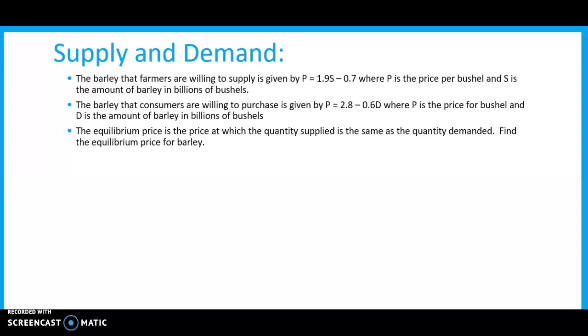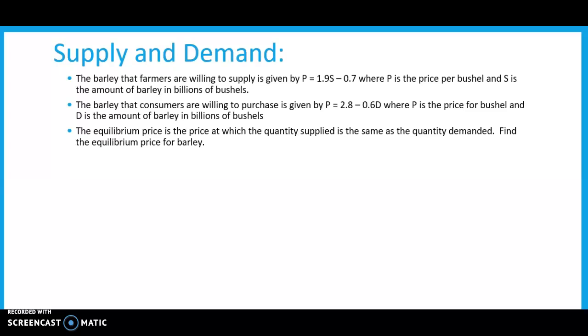We are looking at a supply and demand example, and we are looking at this example to look at the algebra. The example is that of barley farming, which is one of the easier examples from an economics course. In our first bullet point, we are told that the barley that the farmers are willing to supply is given by the equation P equals 1.9S minus 0.7.